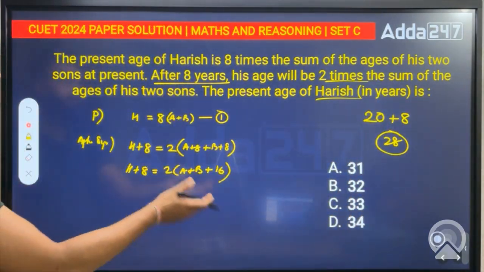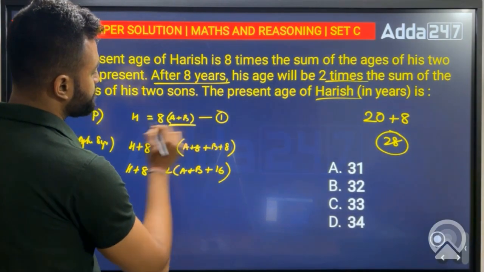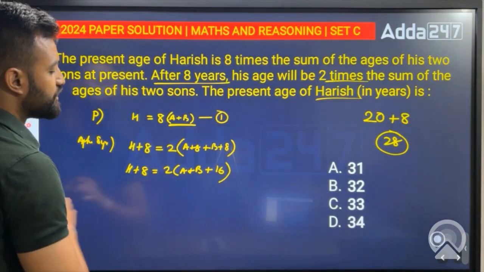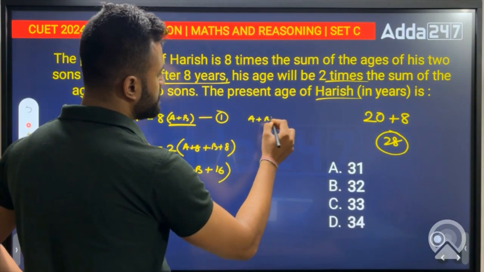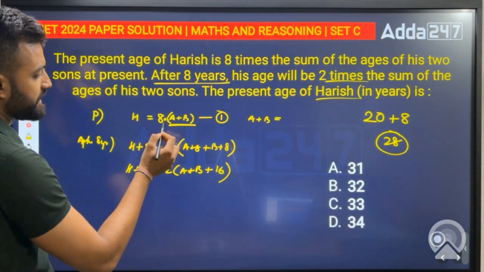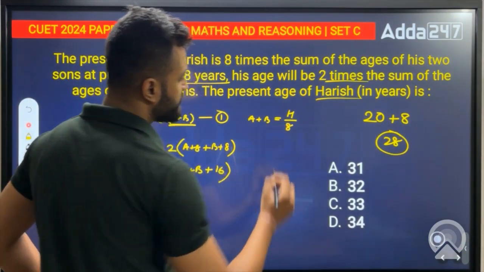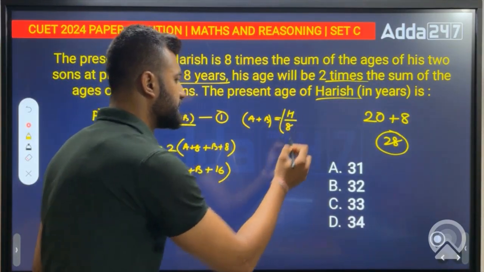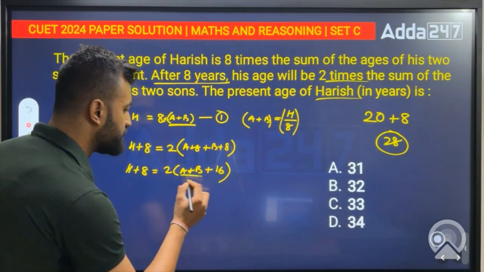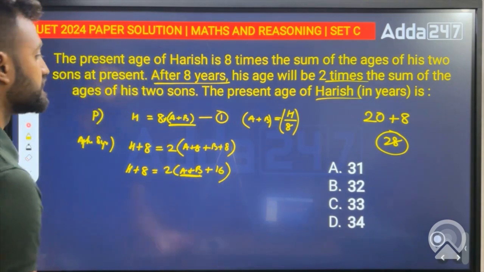Okay, in order to find the present age of Harish, I want to substitute A and B. So in this equation, can I write like this, sir? A plus B will be equal to what? Here 8 is being multiplied, so 8 will go there and it will be divided by 8. A plus B becomes H by 8. Instead of A plus B, you put H by 8. My entire equation would be in terms of Harish, and that way we can find the value of H.